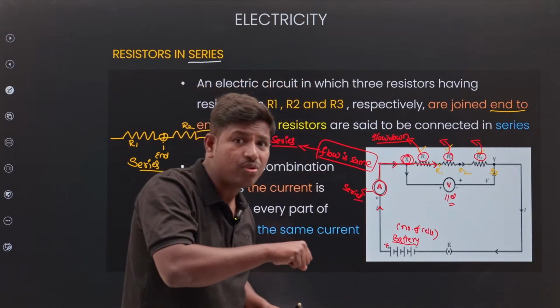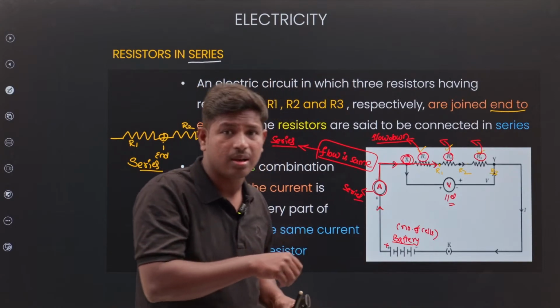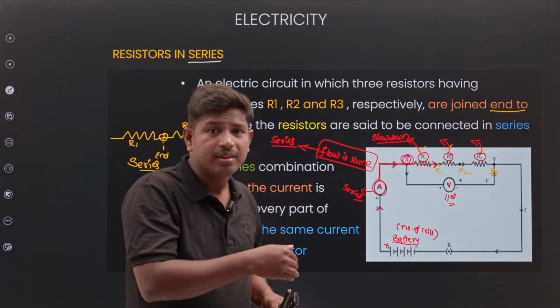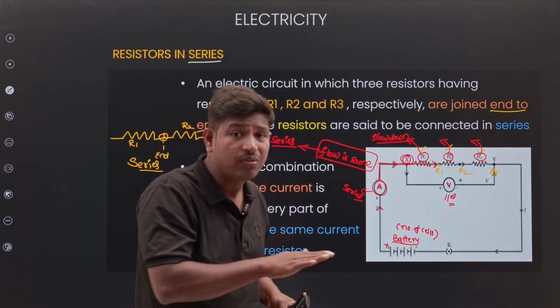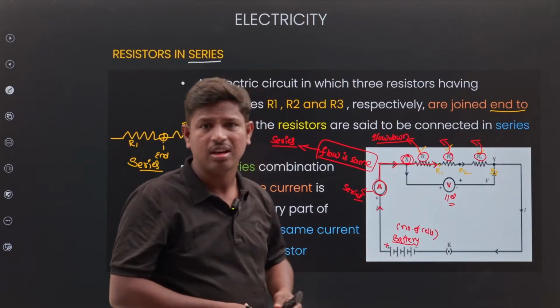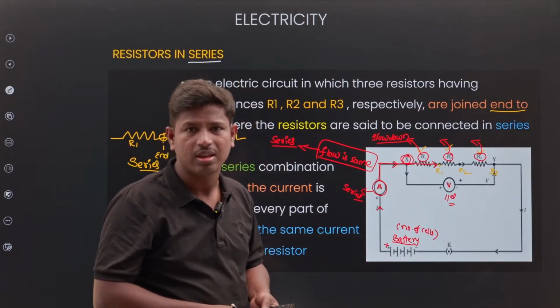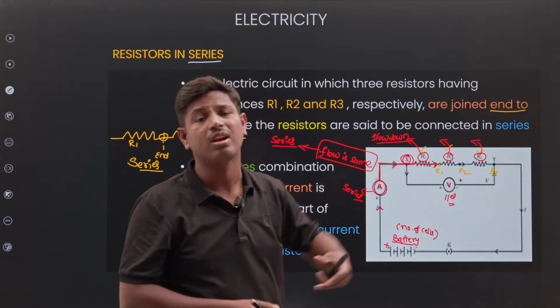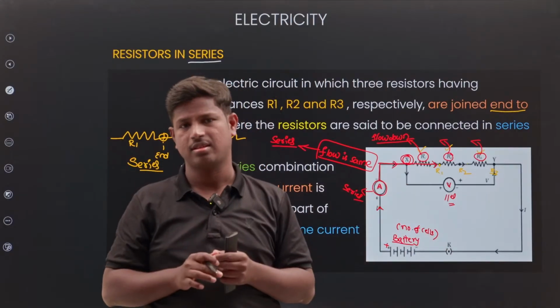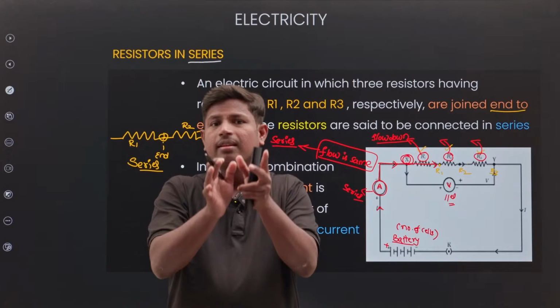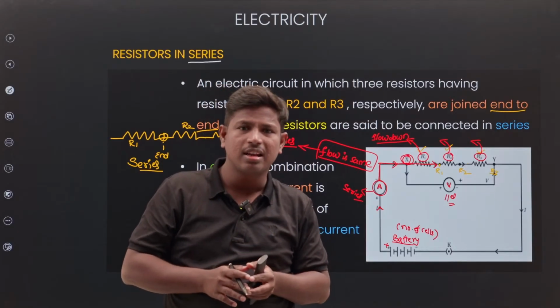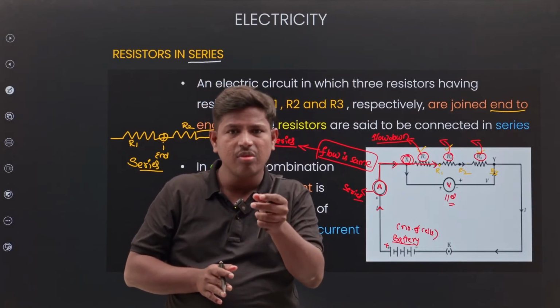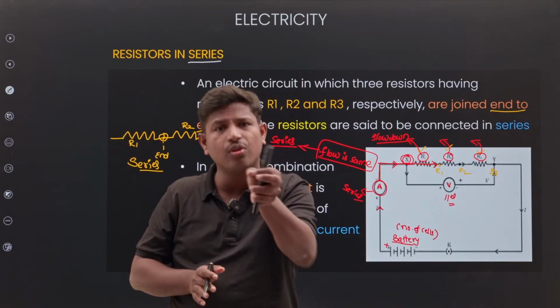And what about my flow? The flow is reduced, but how will the flow be? Same only. The flow remains the same. What changes? Potential changes. Remember, when resistors are connected in series, what is the same? Current is the same. Current is nothing but flow, it is the same.